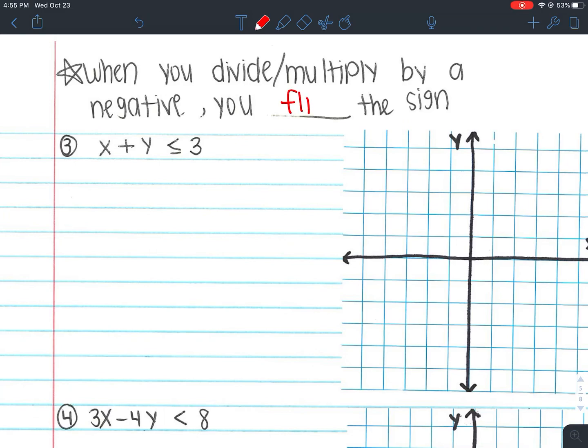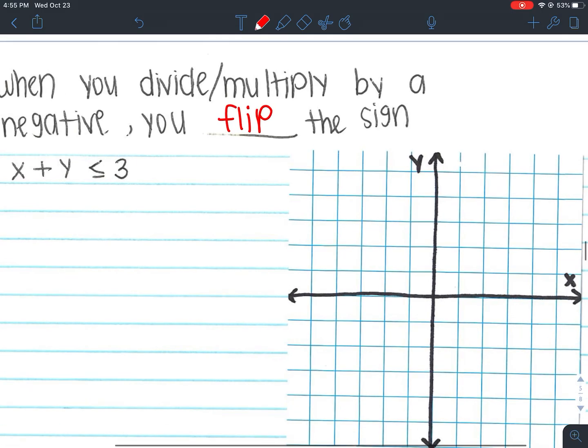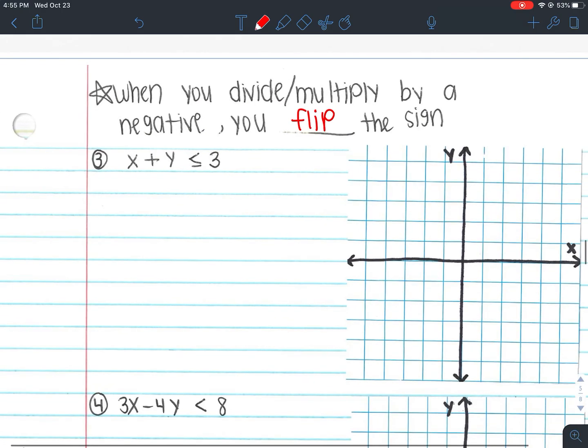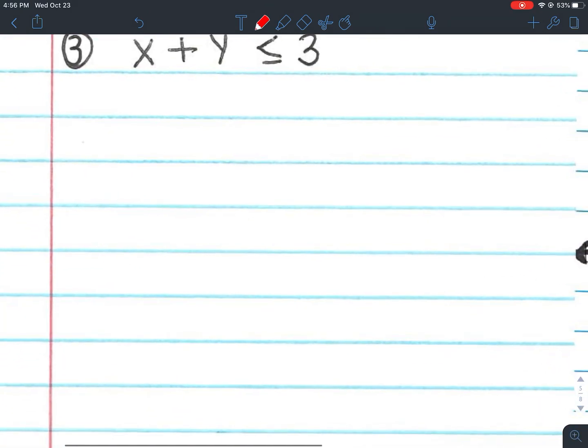So I have a reminder here that when you divide or multiply by a negative, okay, you want to flip the inequality sign. So you have to flip the sign. So if you had a less than sign, it would flip to a greater than sign. And if you have a less than or equal to sign, it would flip to a greater than or equal to sign. So you want to flip it if you divide by a negative number.